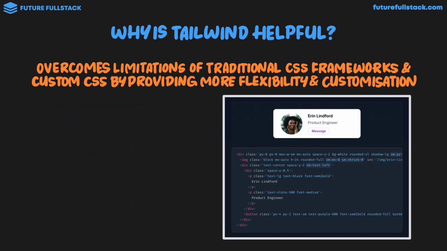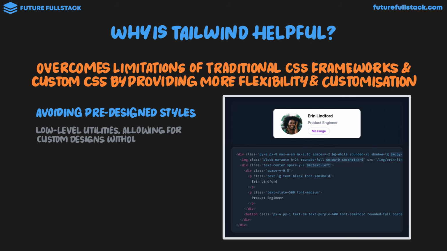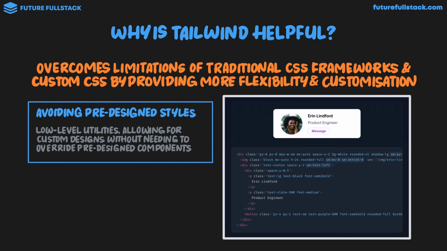The third reason is that we're avoiding pre-designed styles. We use low-level utilities, allowing for custom designs without needing to override pre-designed components. If you've ever worked with Bootstrap, you'll know you'll often have to customize Bootstrap components. And this can be very frustrating as it requires custom styles in a separate style sheet and gets really messy. So by using low-level utilities, that is single property utilities, we never have to go and add our own custom CSS. The Tailwind framework gives us everything in the toolbox we need. For example, this button class has a lot of different styles applied to it. There's some padding, rounded corners, and much more.